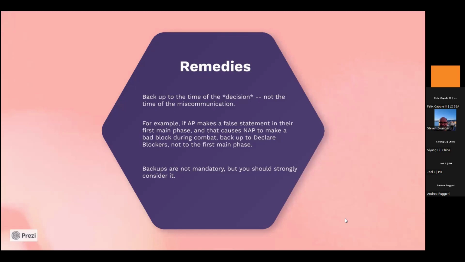There's certainly times you're not going to back up. Like if the false statement happened 3 turns ago, it's probably not going to be feasible to back up the game to a decision that was made 3 turns ago, but you should always strongly consider it because it is restoring equity to the person who made the decision based on the false statement.